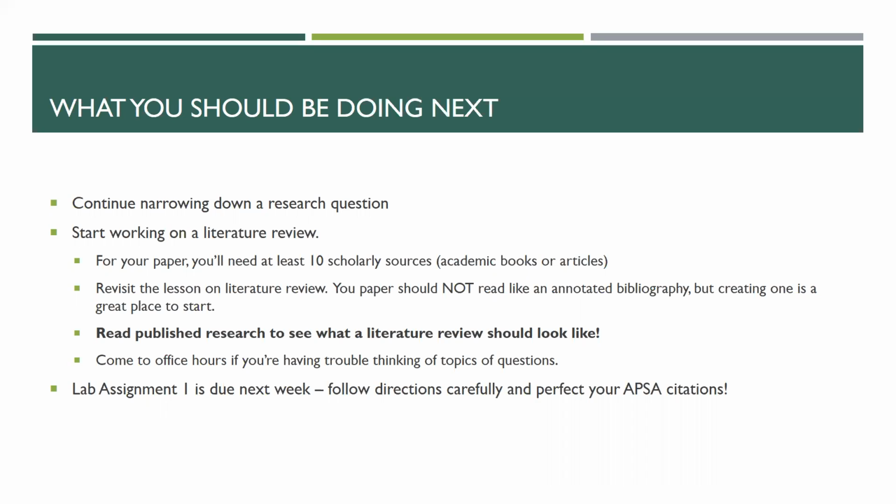And then remember that for your research paper, which isn't due for a few weeks, you'll need to cite at least 10 scholarly sources. You know what scholarly sources entail now. You all did a homework about it. These are academic, peer-reviewed books and journals, not newspaper stories, not blog entries, peer-reviewed stuff. And revisit the lesson on the literature review and start looking at other published political science research to see how you should be structuring the lit review in your paper. Come to office hours if you have any trouble thinking of a more refined research question.